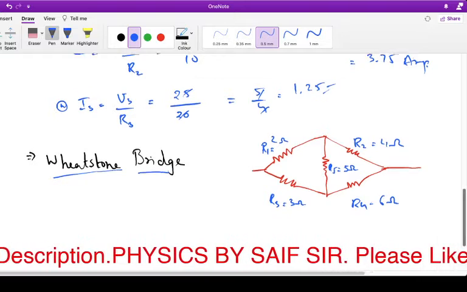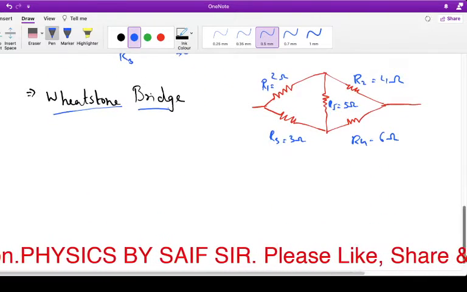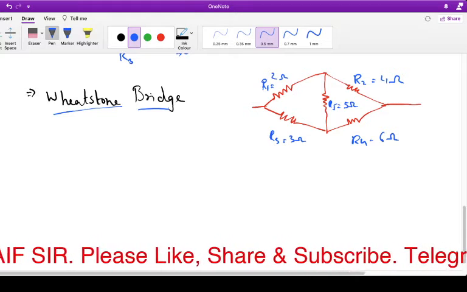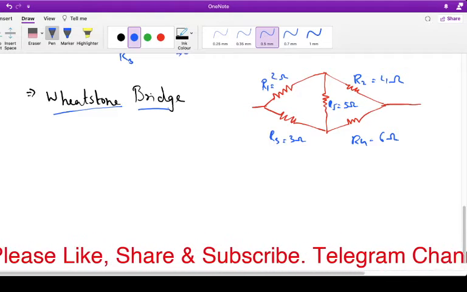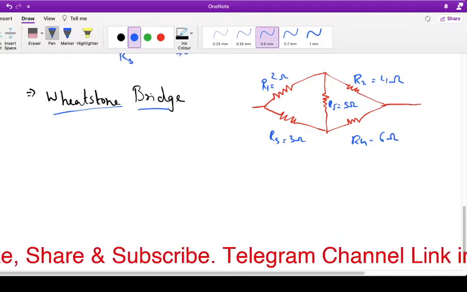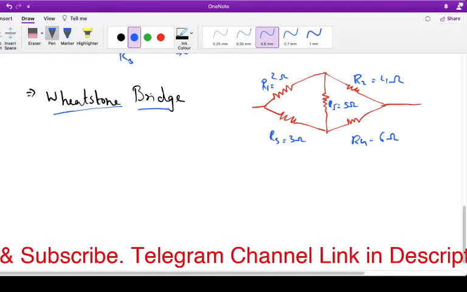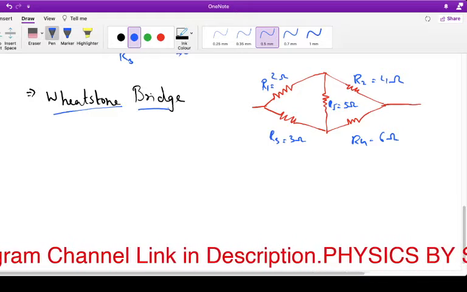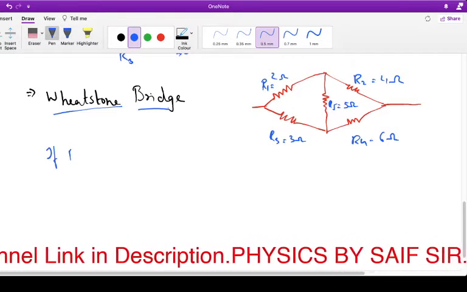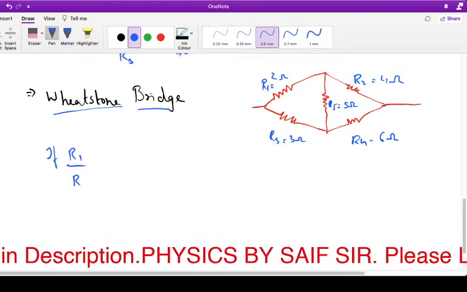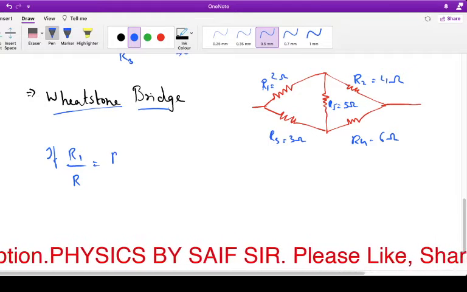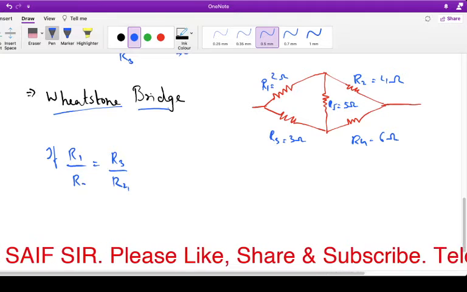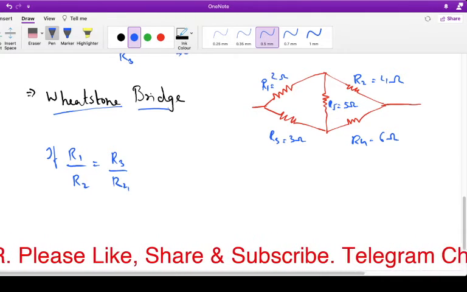Okay, we'll see what a Wheatstone bridge is. It is a combination of this circuit. Okay, it is mainly used to find the value of the unknown resistance, which is given in this circuit. Okay, so for basics we should remember, if R1 by R2 is equal to R3 by R4, whatever we are writing here, the circuit should be represented in that form only.